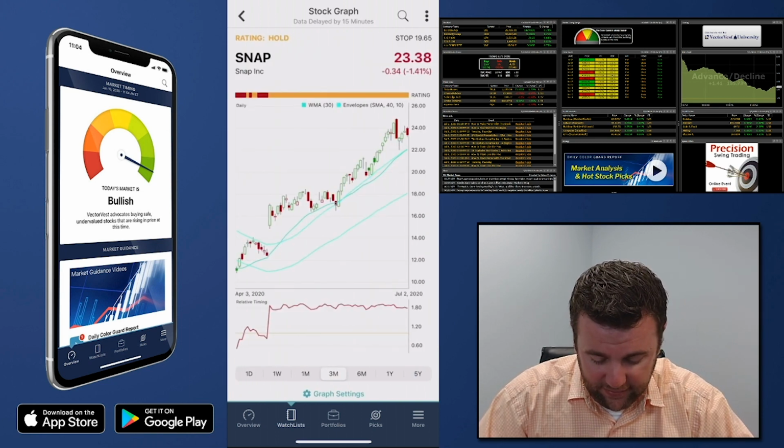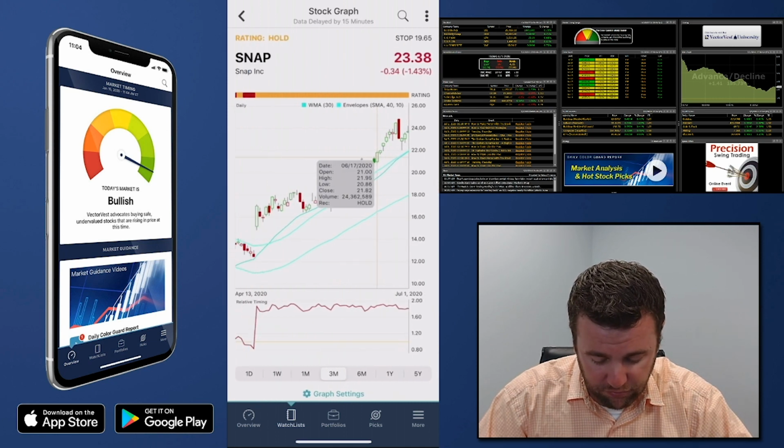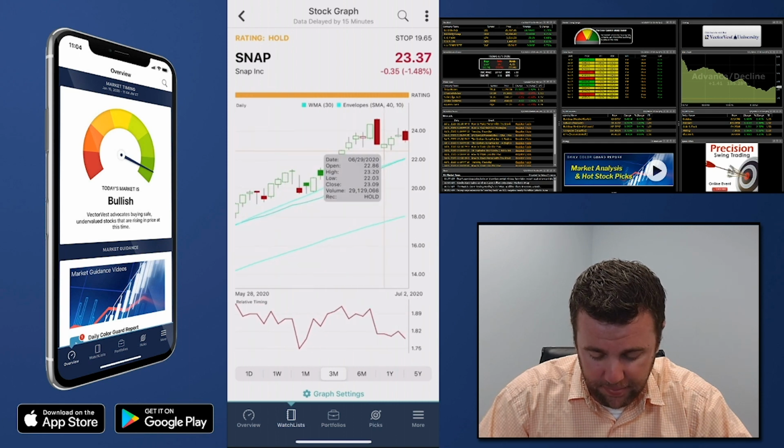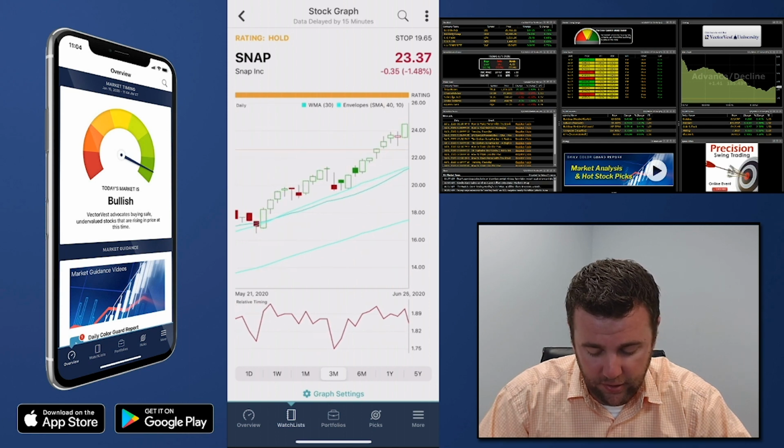Let's go take a look at Snap. Snap, what do you have here? The stock was running nicely, but then all of a sudden at that high, let's zoom in a little bit. You have a nice big green up candle just to a new high. And then all of a sudden, there's your big green up candle to a new high.